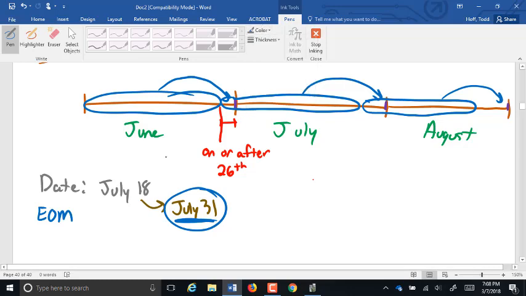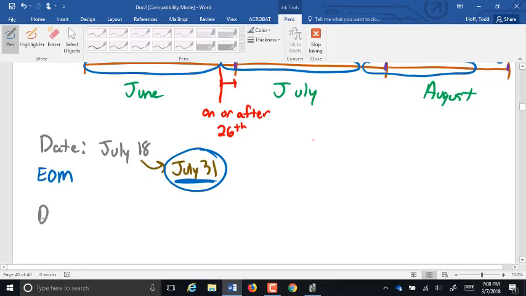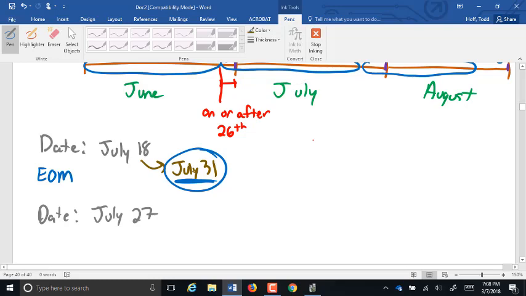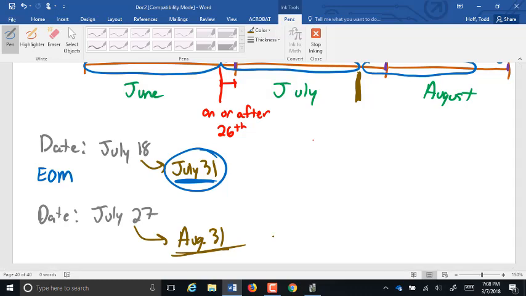So let's say that our date is July 27th. Does that make it into the July 31st batch? No, that is on or after the 26th. That ends up going into the August batch. That gets sent out on August 31st. So that is the effective date of August 31st, is where that timeline is going to start.